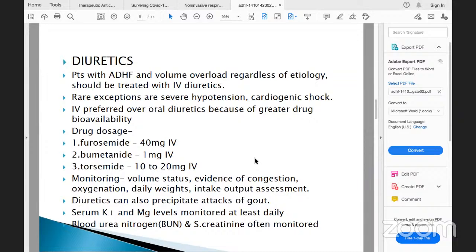Diuretics, if given excessively, can increase your uric acid levels and precipitate gout if you are predisposed to it. So monitoring potassium and magnesium levels at least once daily is important because when you're giving high dose diuretics, urine output will be high and they can develop hypokalemia, which can also precipitate arrhythmia in these patients. That is why monitoring the potassium electrolyte level is very important.